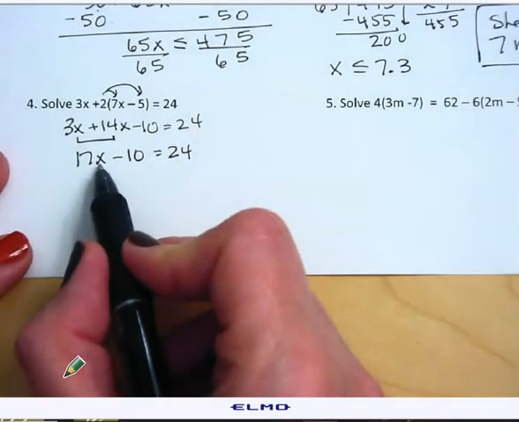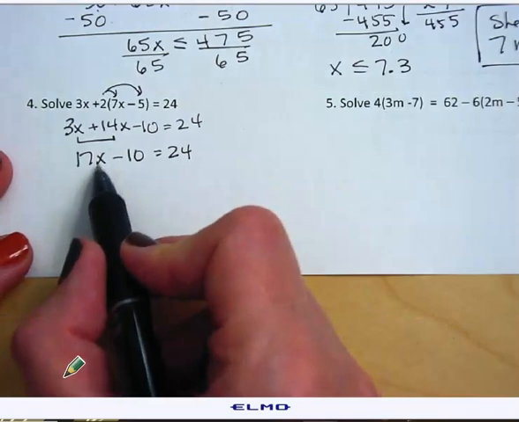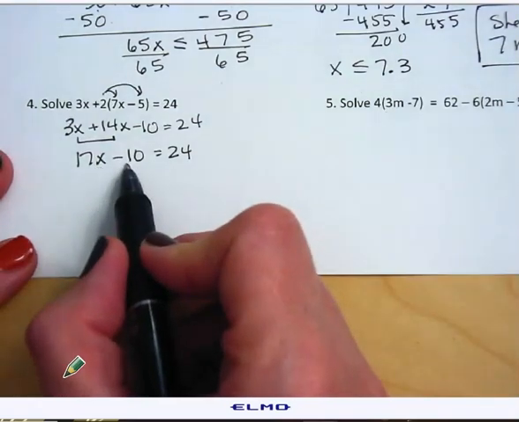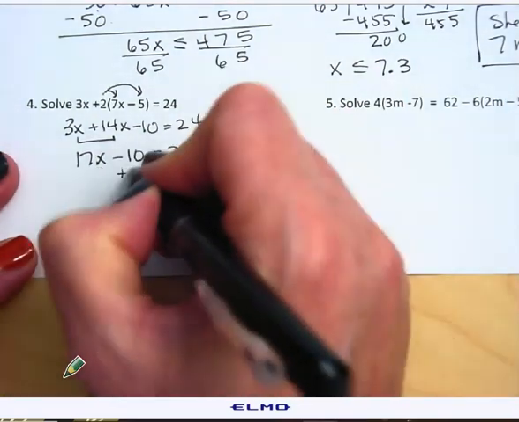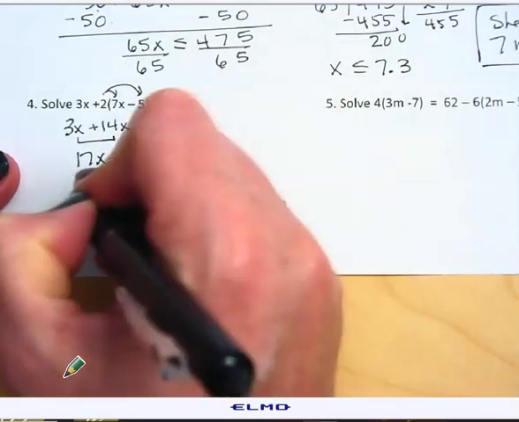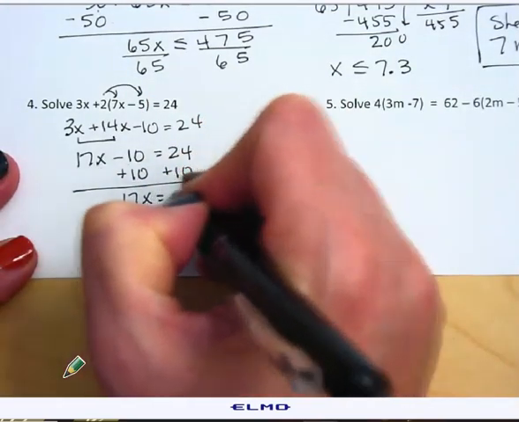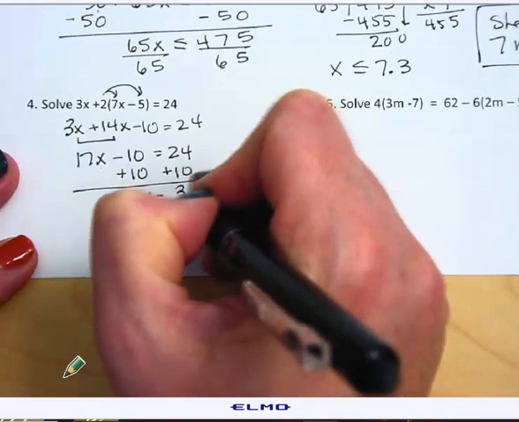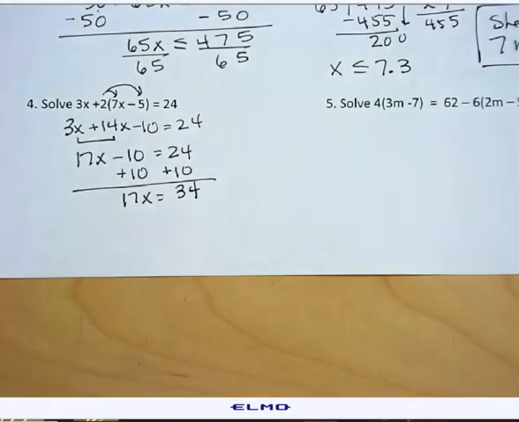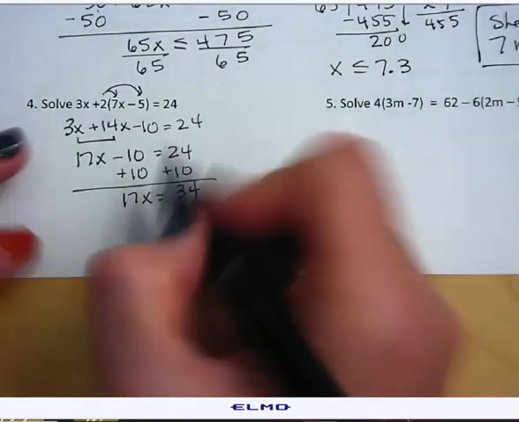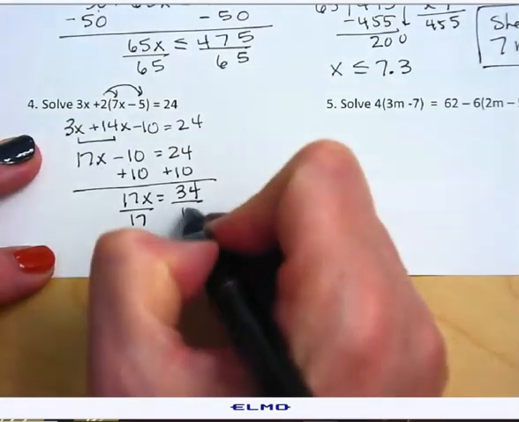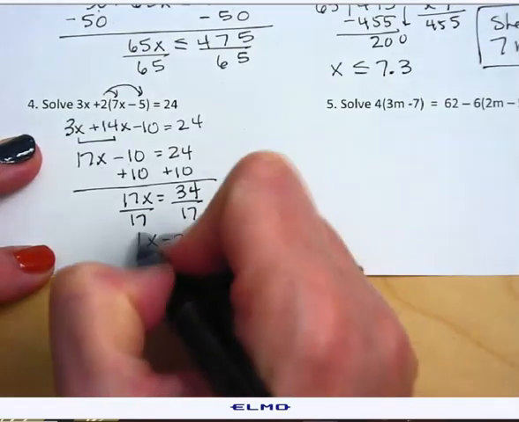So I only have my variables on the left-hand side, so I'm going to keep it there. I'm going to take this regular number, this constant, and move it to the right. And now divide by 17, and x equals 2.